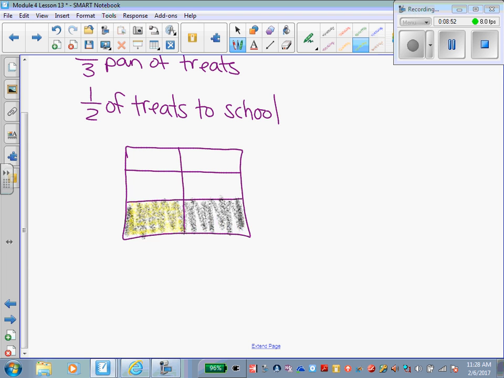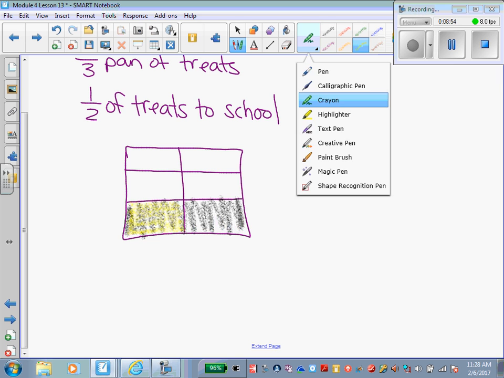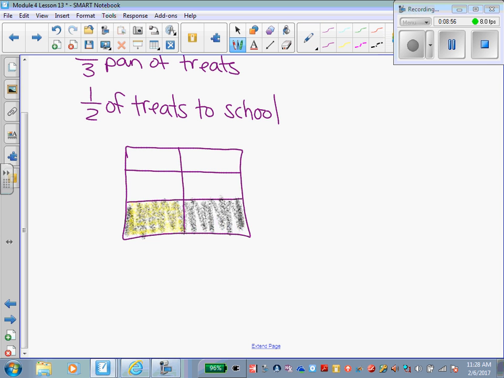How many, I say brownies, y'all know how much I love brownies. All right, how many of these crispy rice treats did she send to school? Look at our model. How many did she send to school? Amaya. How on earth did you get 1/6 when she only had 1/3 to begin with? Kiara?